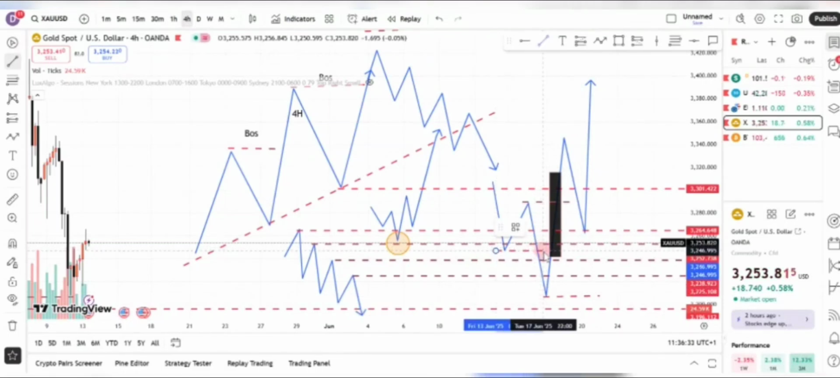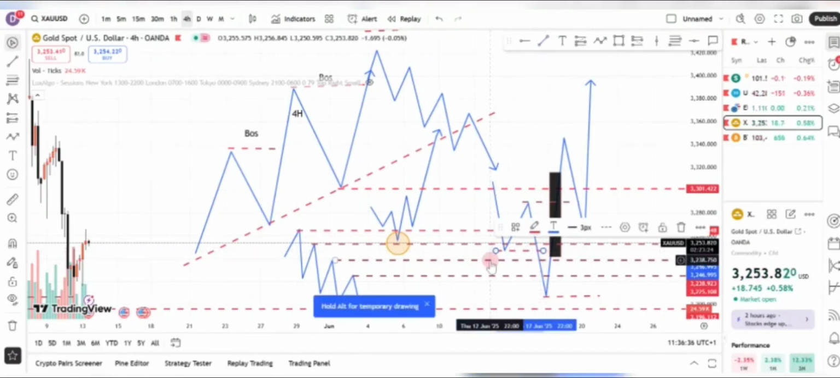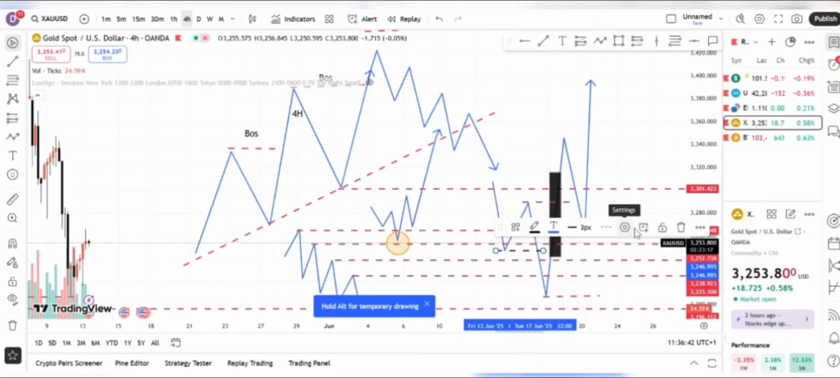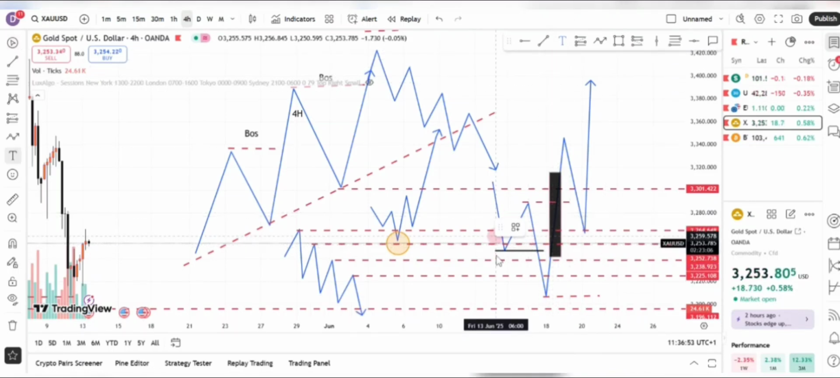Now look, this is what I call a sweep. Let me use a different color because I have red everywhere now. Let me use black. I call that a sweep, and then let me change how the line looks. Let it be a normal line. I call that a sweep. I can add text to that, and I put sweep.